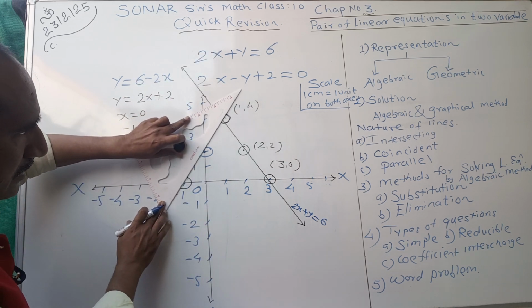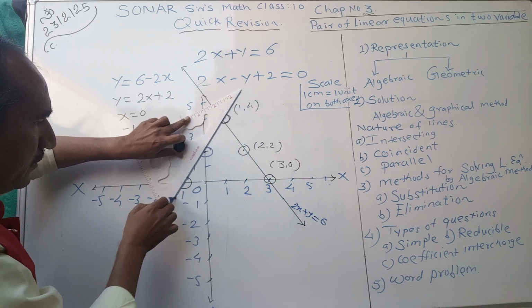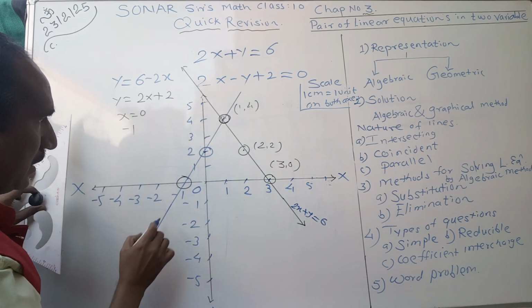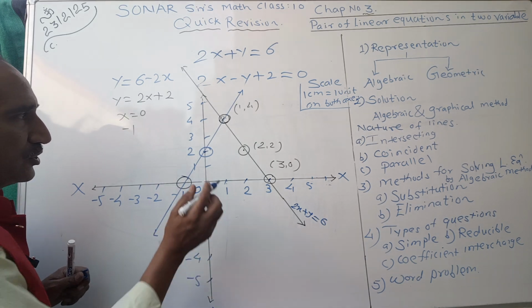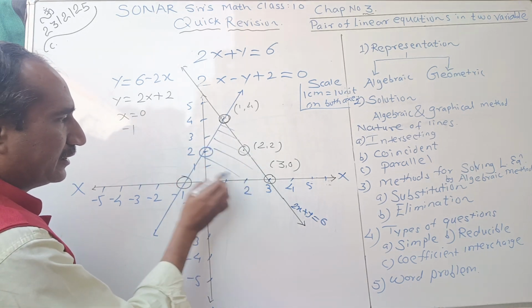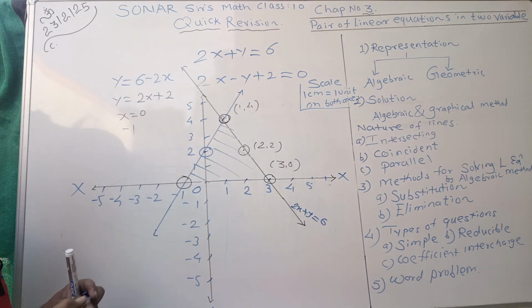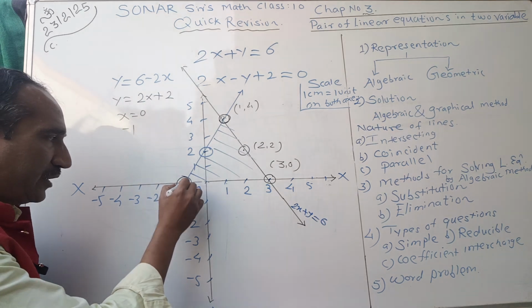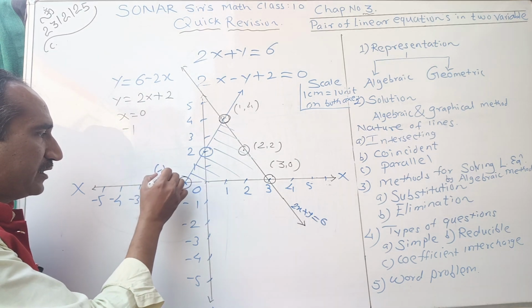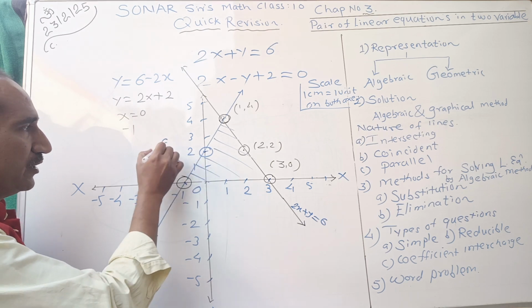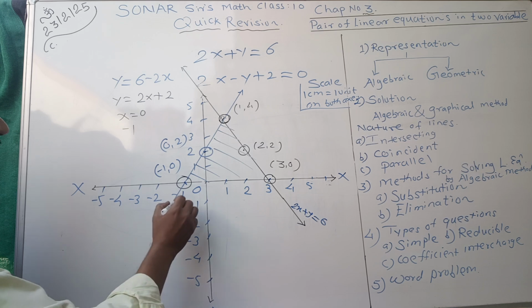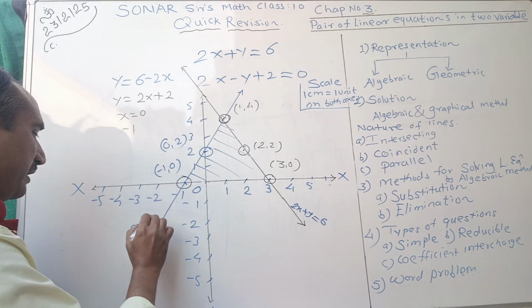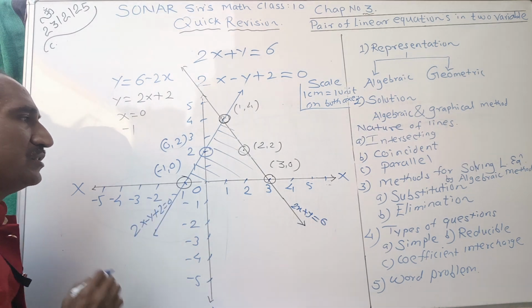See, these two lines are intersecting. And now we will shade the region that we got here. The shaded region is here like this, and this forms a triangle. Now see, the name of this point is (minus 1, 0), the name of this point is (0, 2), and this point we already mentioned as (1, 4), and the name of the line is 2x minus y plus 2 equal to 0.